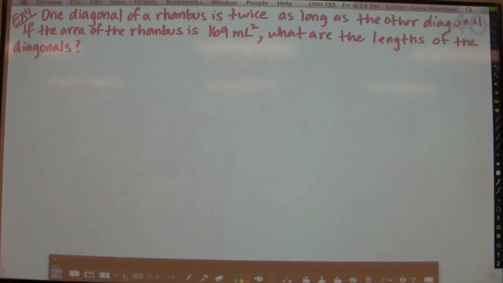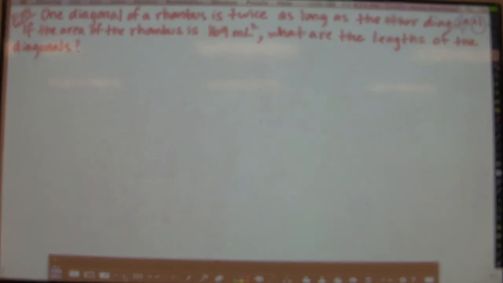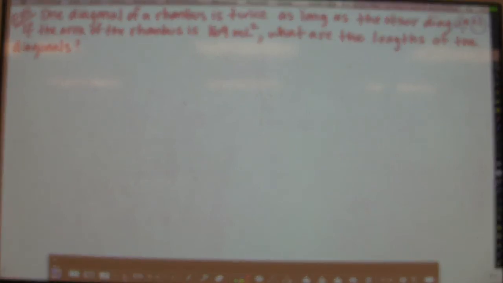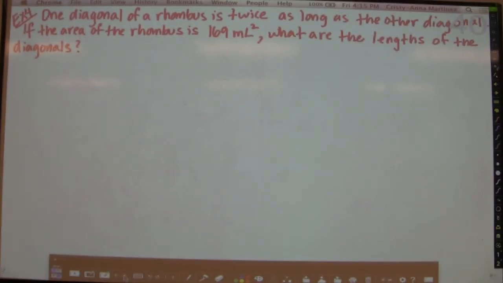It says here, one diagonal of a rhombus is twice as long as the other diagonal. If the area of the rhombus is 169 square milliliters, what are the lengths of the diagonals? So we don't actually have to draw a rhombus. You could if you want to, but we don't actually need to draw it.